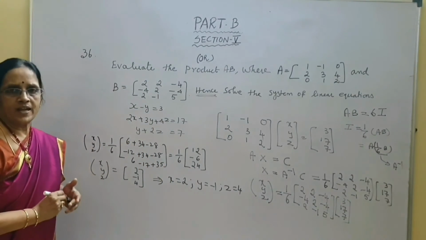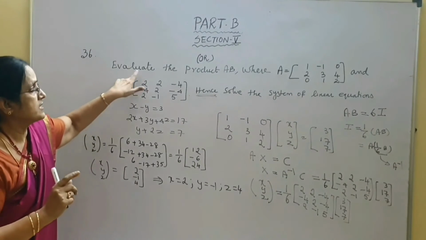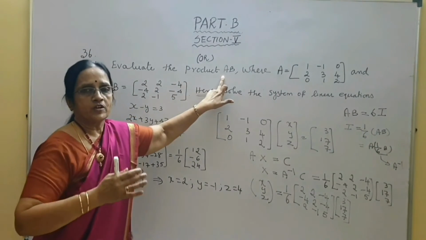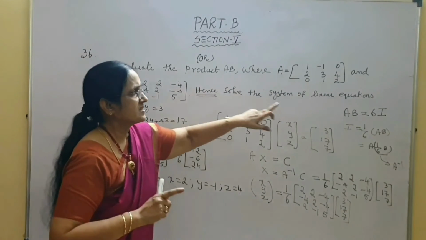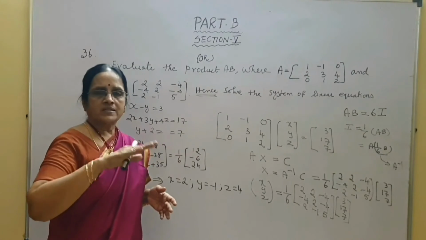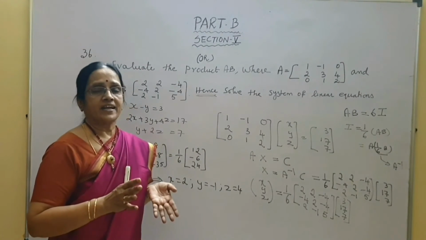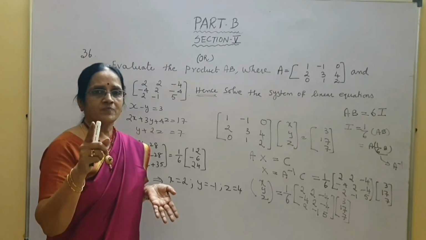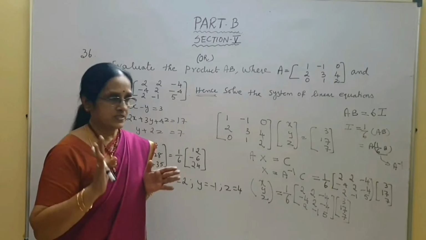Finally, you need to conclude your answer. There are two parts for this question. The first one is the product AB. So you need to write the product AB is equal to 6I. Or you can write 6 into [1 0 0; 0 1 0; 0 0 1]. Or you can write it as [6 0 0; 0 6 0; 0 0 6]. The choice is yours.